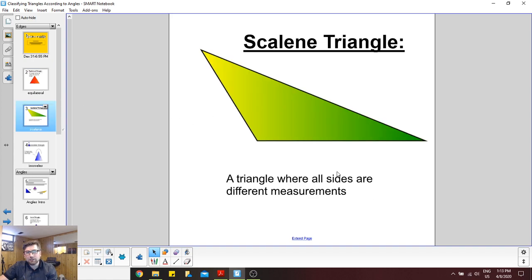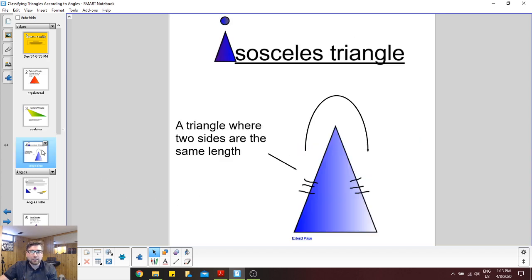This is a scalene triangle, where all the sides are different measurements. So from one vertex to the next, all three sides have a different measurement. And lastly, we learned about the isosceles triangle. This is supposed to be an I, and that's a triangle where two sides are the same length and one side is not. So that's the summary from last week.